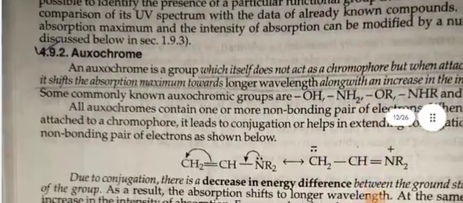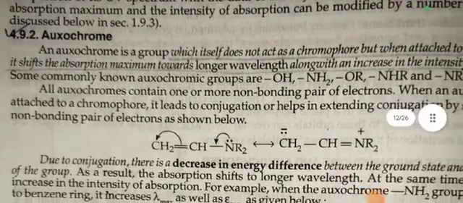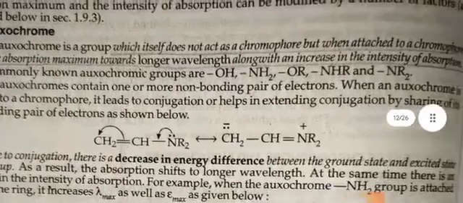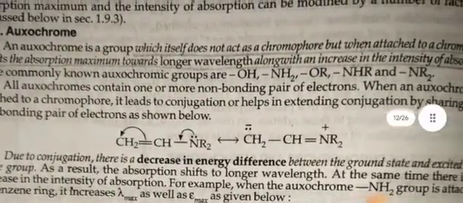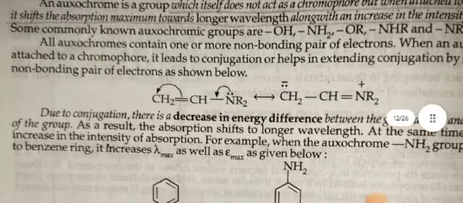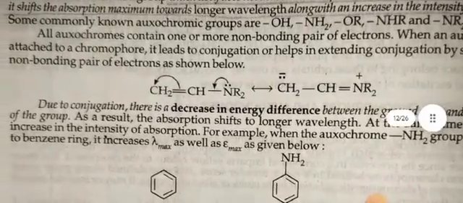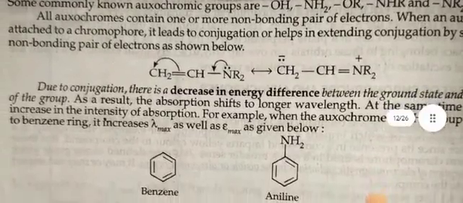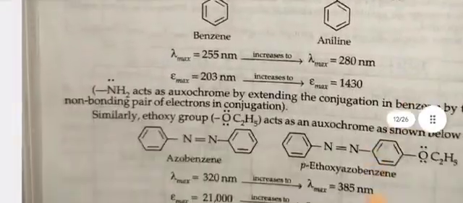Auxochromes. An auxochrome is a group which itself does not act as a chromophore, but when attached to a chromophore, it shifts the absorption maximum towards longer wavelength along with an increase in the intensity of absorption. Some commonly known auxochromic groups are OH, NH2, OR, and NHR. All auxochromes contain one or more non-bonding pairs of electrons. Due to conjugation, there is a decrease in the energy difference between the ground state and excited state of the group.